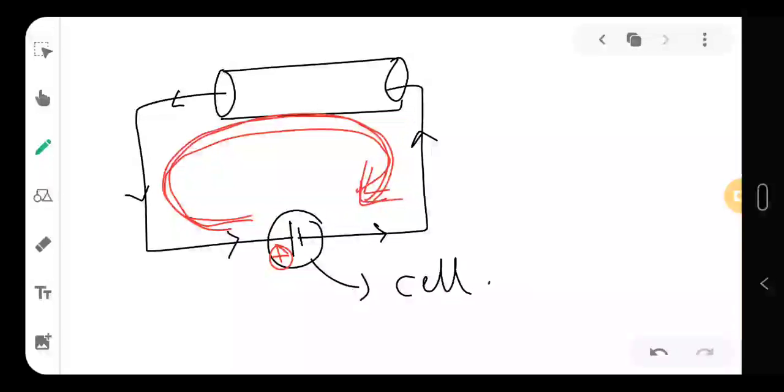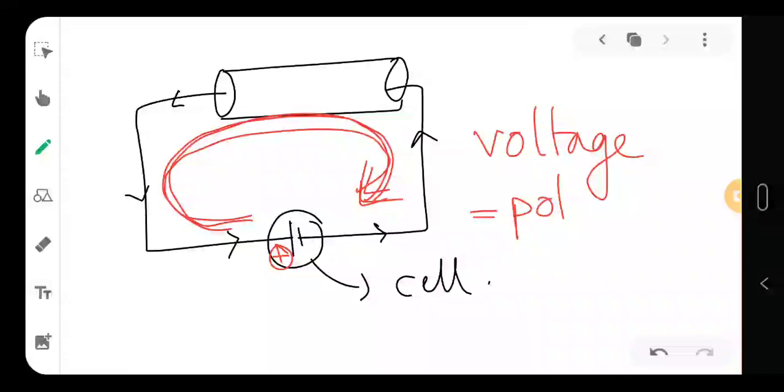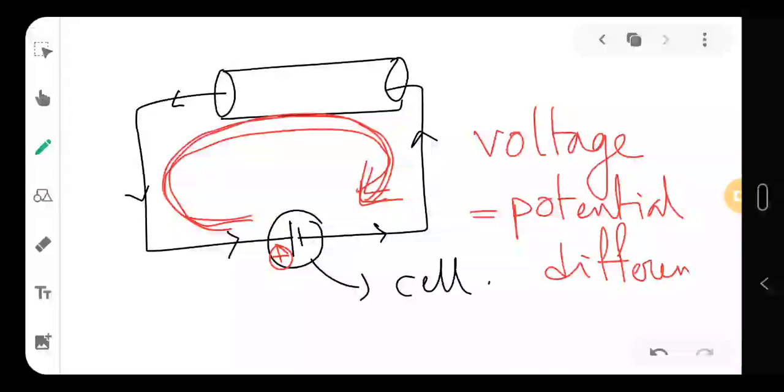Okay, fine. Now, one thing is there which is called voltage. Now, voltage is actually a potential difference. So today I will be talking about this only, and next we will discuss more. Acha, so what is this potential difference?